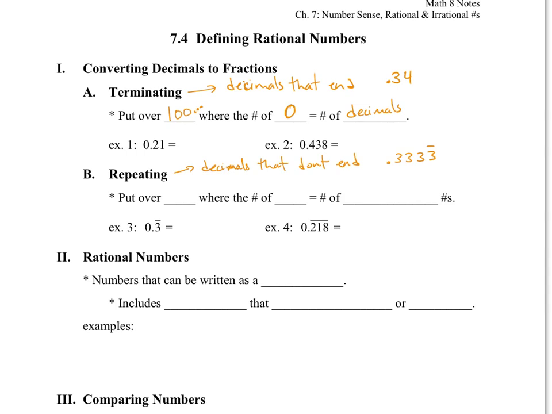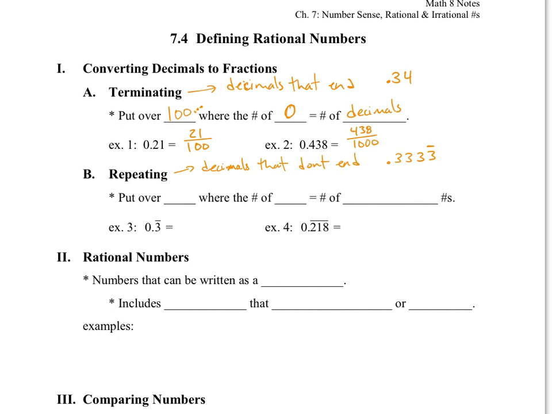Okay, so for example, 0.21. We take 21 over 1, and then how many decimals do you have? You have 2, so you have 2 zeros. 21 over 100. The next one, you're going to put 438 over, and how many decimals do you have? 3 decimals, so 3 zeros, 1,000. So terminating ones, we can just put over 1 plus a certain number of zeros, depending on how many digits you have. Okay?